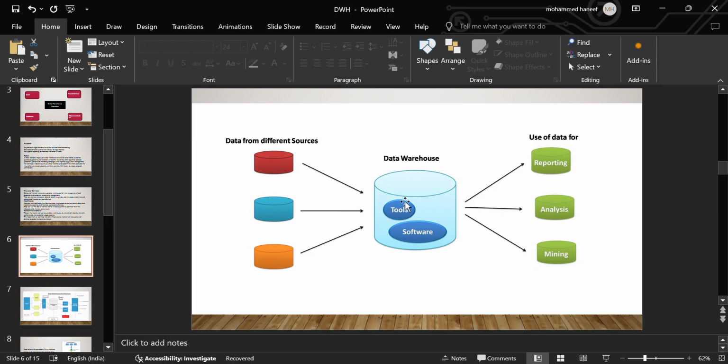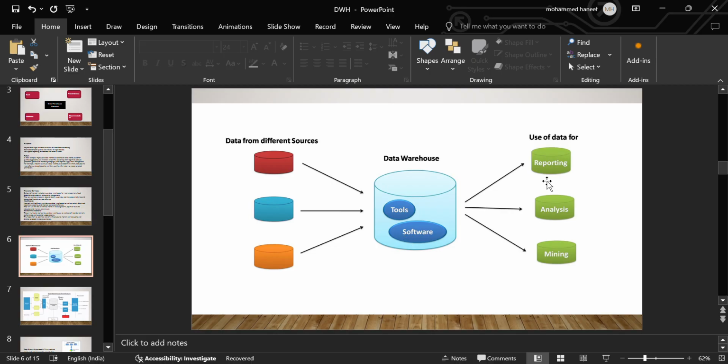Once in this data warehouse, we do the transformations as per the business requirement, and we push the data finally into our final tables.